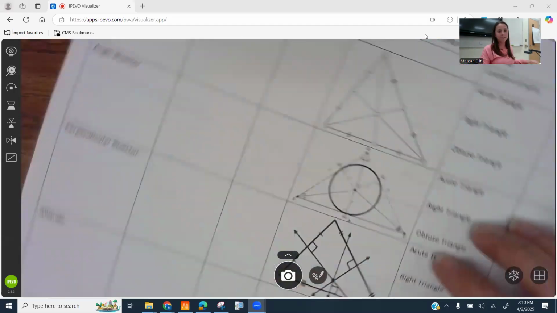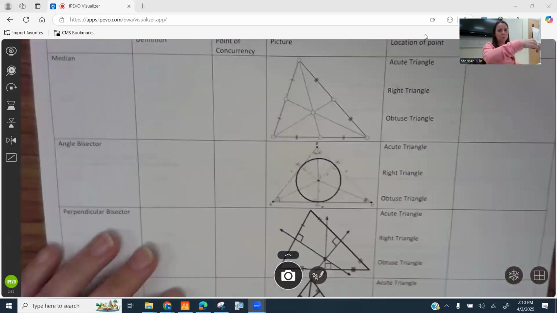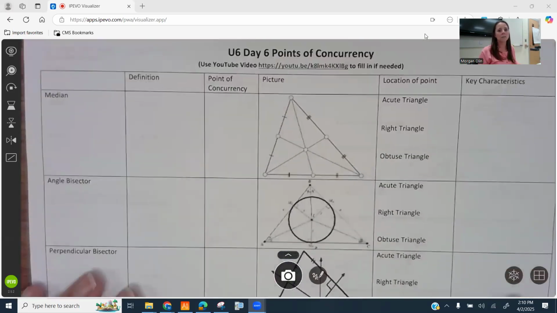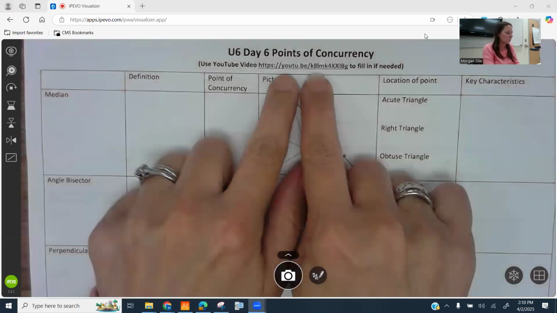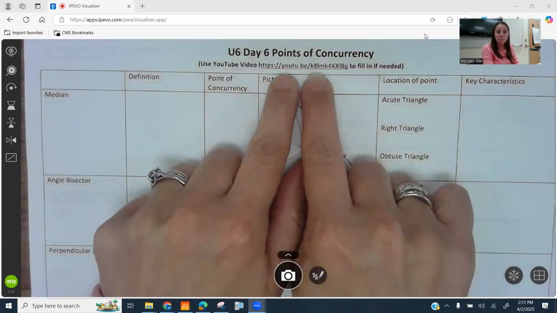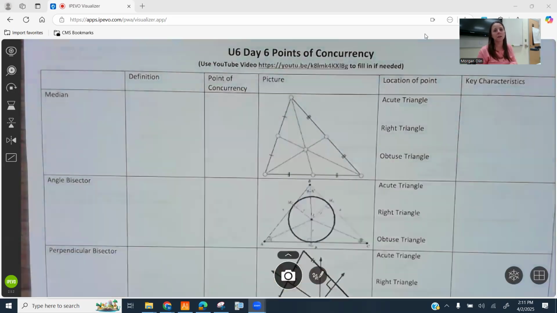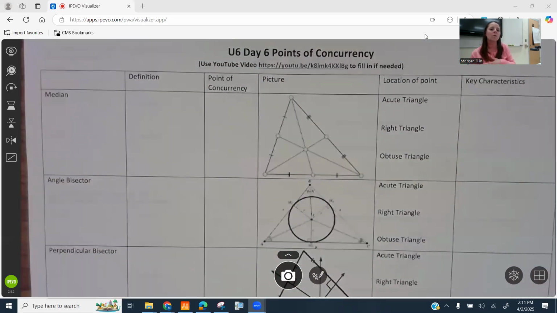Now, I have this page right here. We're going to be talking about points of concurrency. Now, if you want to watch, this is a video that is not me. So if you want to type this in, feel free to do that. But I'm going to go over different points of concurrency. Now, first off, what is a point of concurrency?